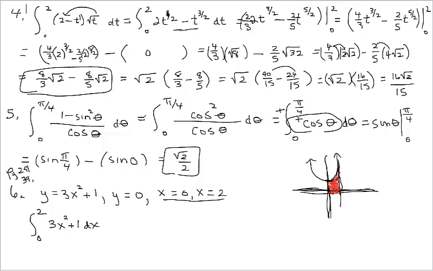Prior to today, all we could do is divide this into either rectangles or trapezoids and approximate it, because it's not a known geometric shape. But now with the FTC, we can find the exact value. Okay, it's ready for integration.